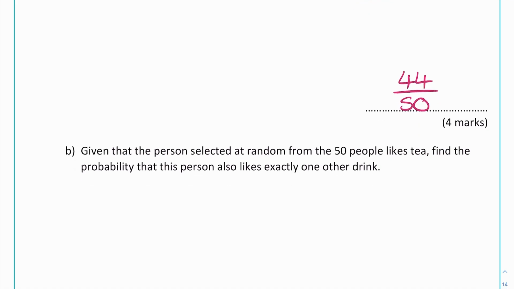We've got a part B for this one. So given that the person selected at random likes tea, find the probability that this person also likes exactly one of the drinks. Now we already know that 44 people like tea, so we know that this is going to be out of 44, because it says given that we pick one of the people that likes tea.